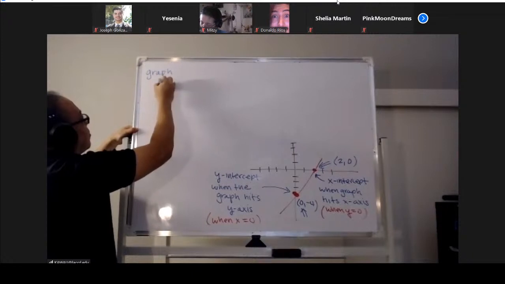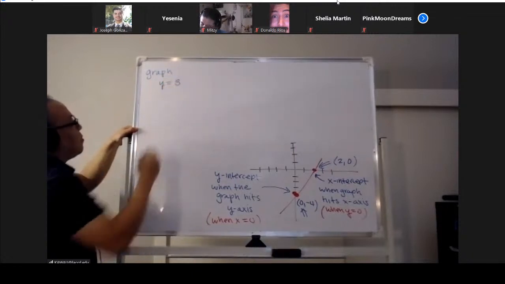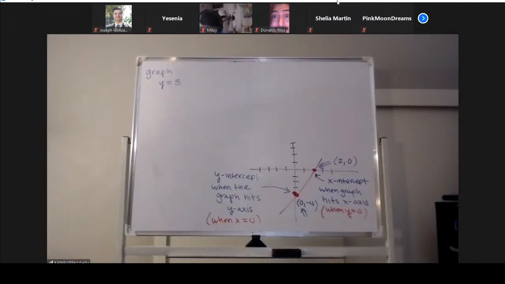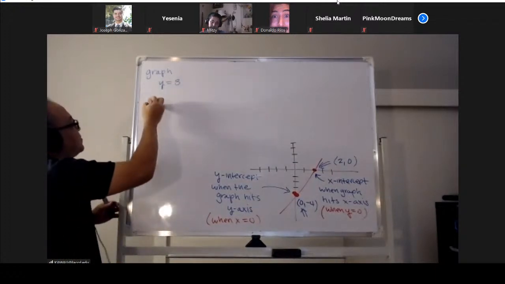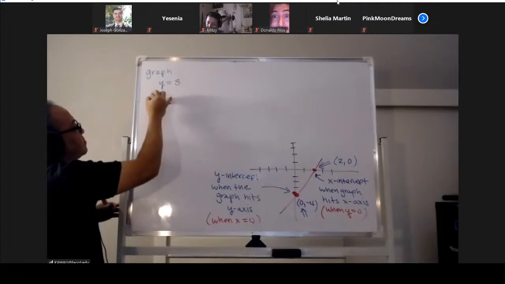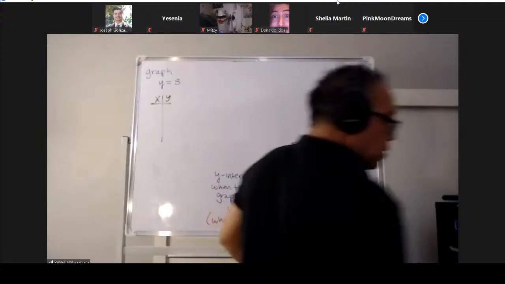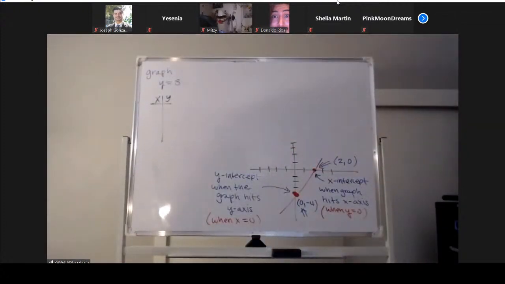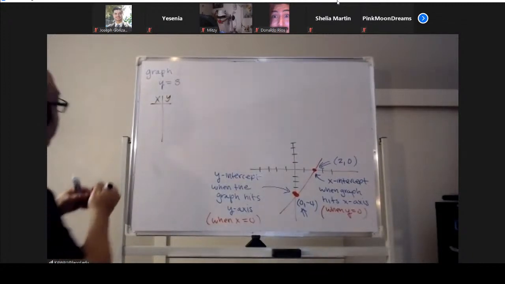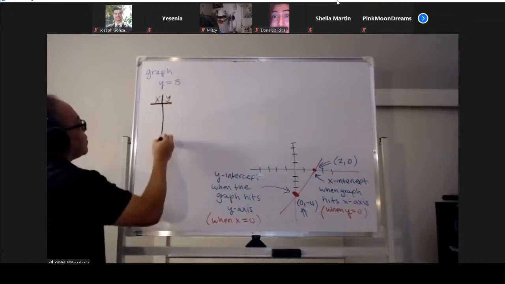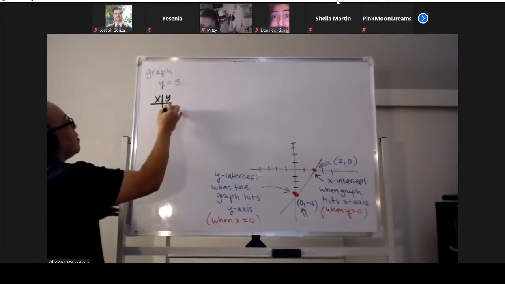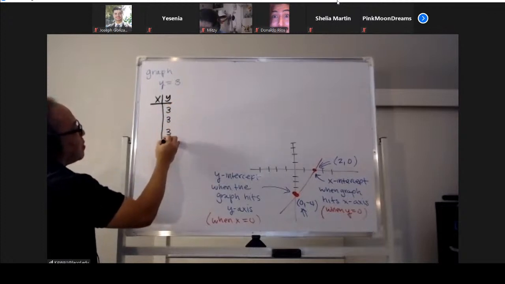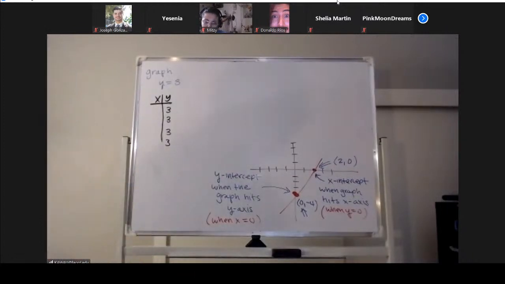Graph y is equal to 3. Okay. Now, if I was to ask you to graph something like y equal to 3, what that means is that, well, y is equal to 3. Okay. So we have y is equal to 3.